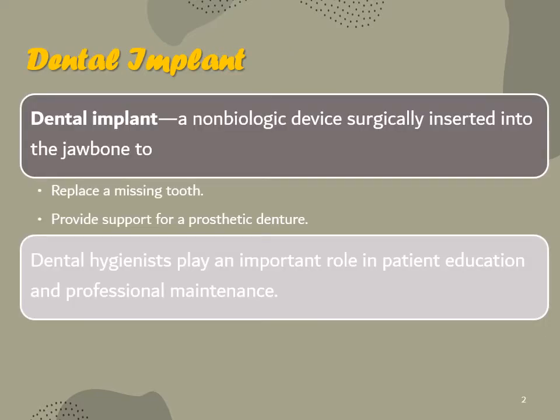So first of all, what is a dental implant? A dental implant is a non-biologic, which means non-living, device surgically inserted into the jaw to do these two functions. First it's going to replace a missing tooth, and it's going to provide support for a prosthetic denture. It can do either, not both.